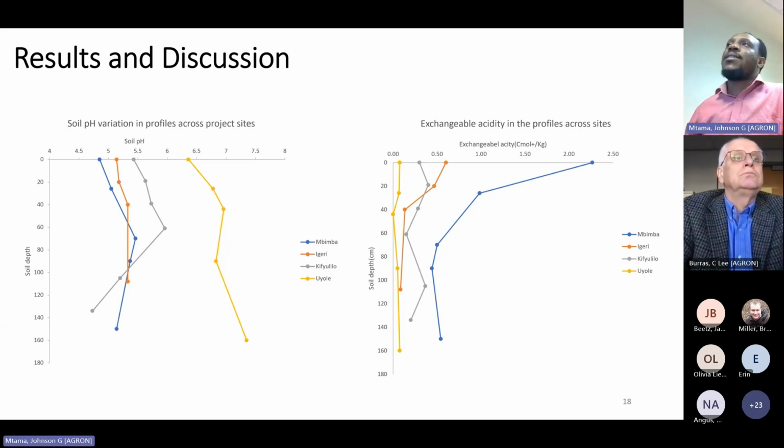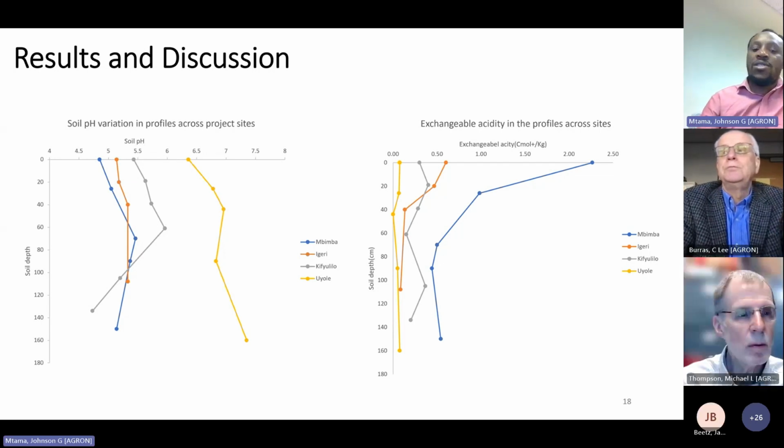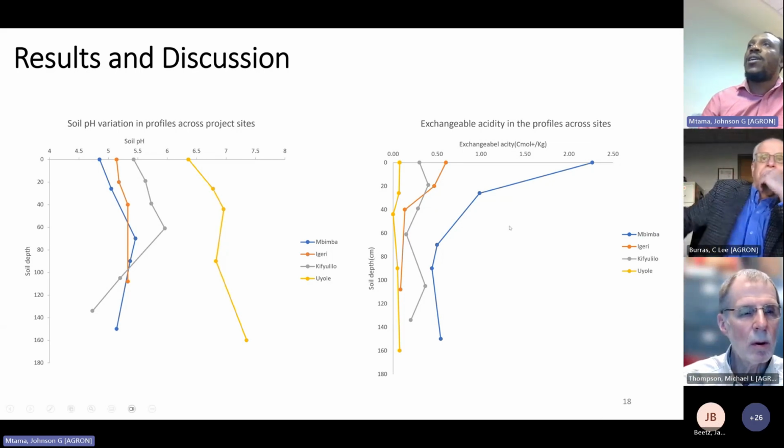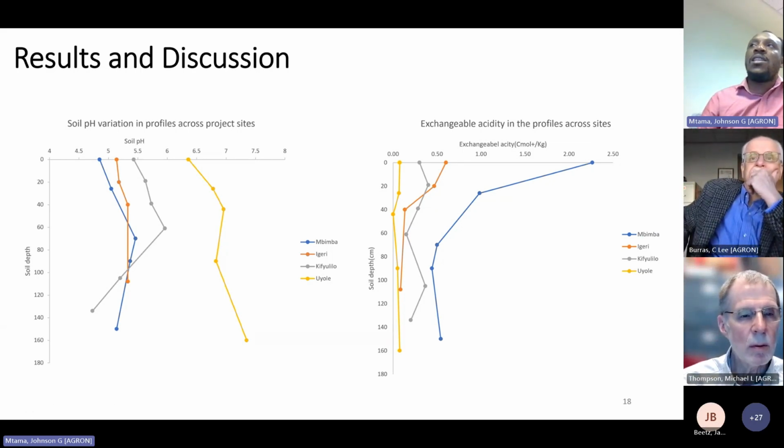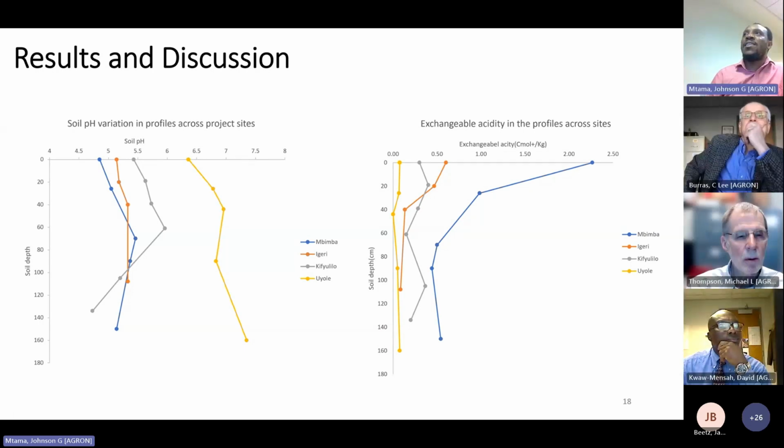But then we characterized the exchangeable acidity using barium chloride methods, and the results are as depicted in this graph on the right-hand side of my slide here. So we have the highest exchangeable acidity in Mbimba site, implying that we had lots of exchangeable acidic cations in the exchange sites in the soils of Mbimba. But then we had relatively low exchangeable acidity in the other three sites, Igeri, Kifyulilo, and Uyole. However, there's one note for Igeri and Kifyulilo. I'll show it in the next slide.